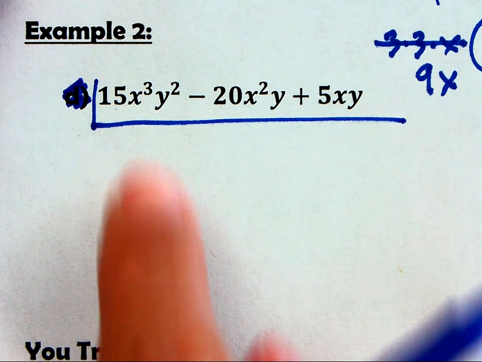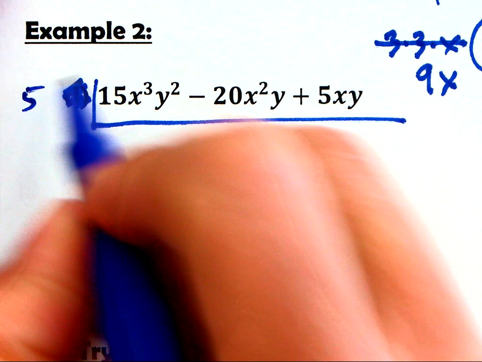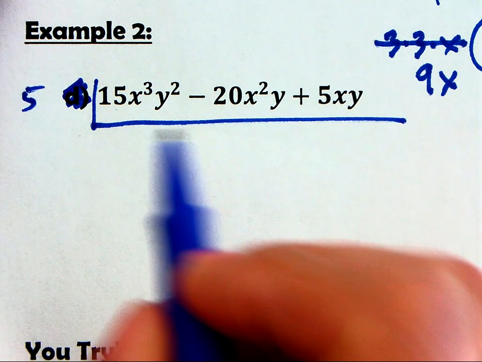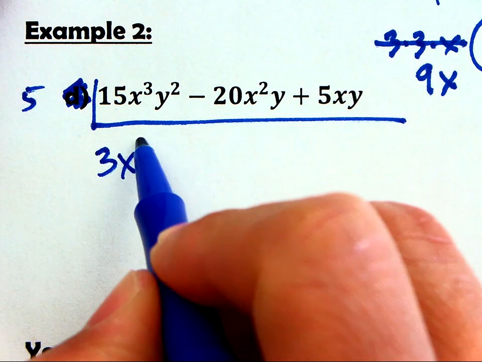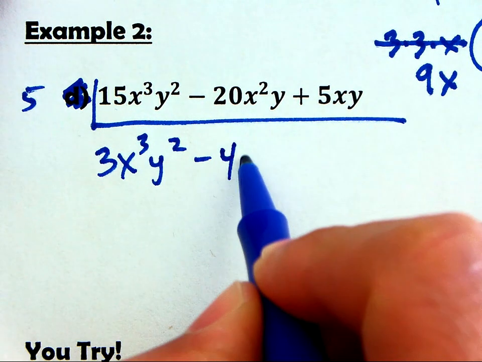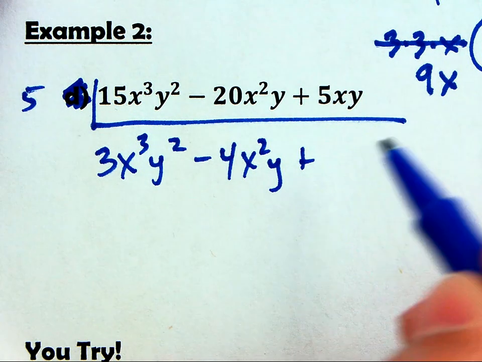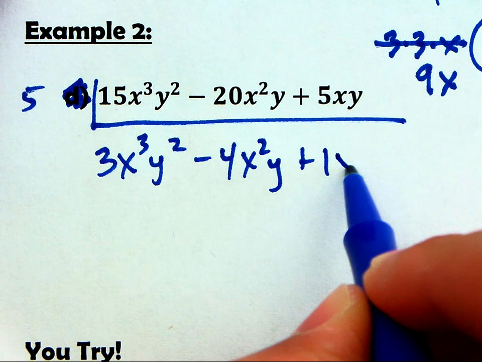15, 25, right? All multiples of 5. So divide by 5 first. So 3x to the 3rd, y to the 2nd. 20 divided by 5 is 4. x squared y. 5 divided by 5 is 1. Hey, why don't I just write the 1 in, just for kicks?